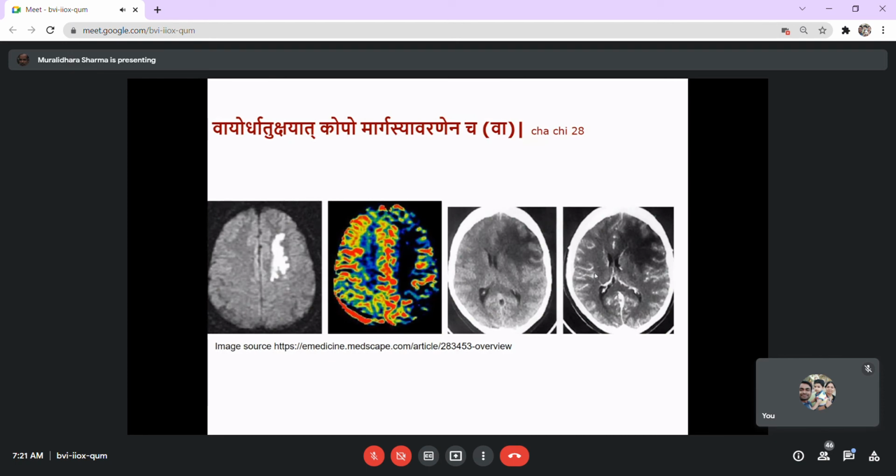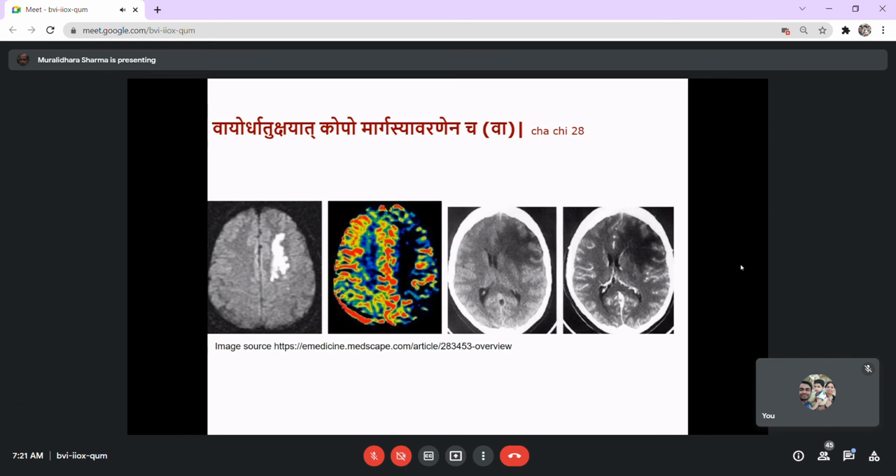Now, when a patient develops a neurological lesion, it could be due to primarily two reasons. Either the nerve tissue could be dead, or the nerve tissue could be compressed. So, with all those scan tools, you can confirm whether there is a death of the tissue or tissue loss, or whether there is a displacement of the tissue. Vayoho dhatukshayat kopaha margasya avaranena. So whether it's a dhatukshaya or margavarana. Dhatukshaya where the tissue is lost or dead, and margavarana where it could be displaced or compressed.